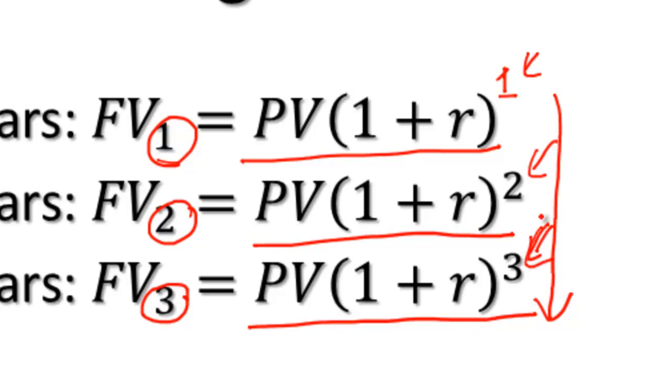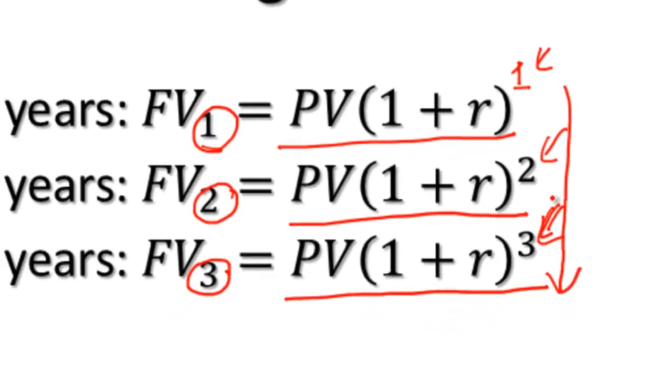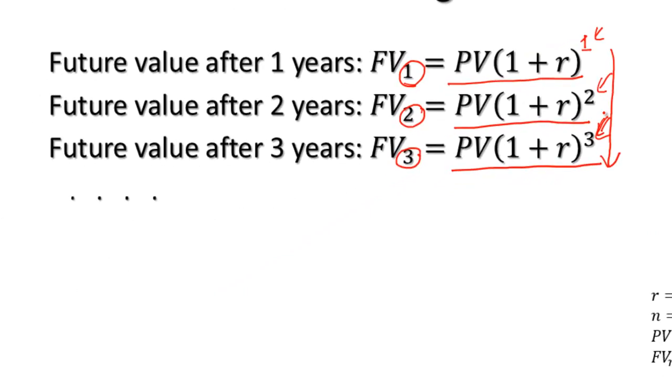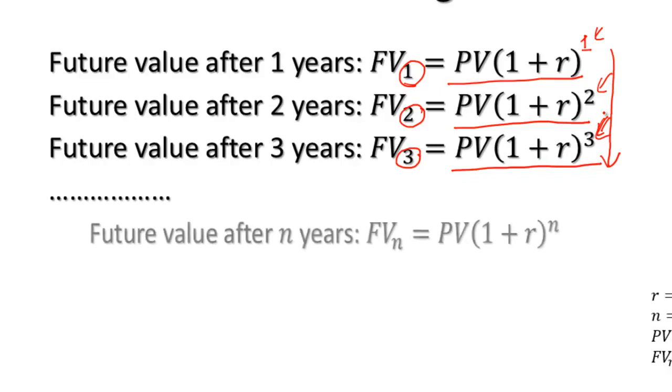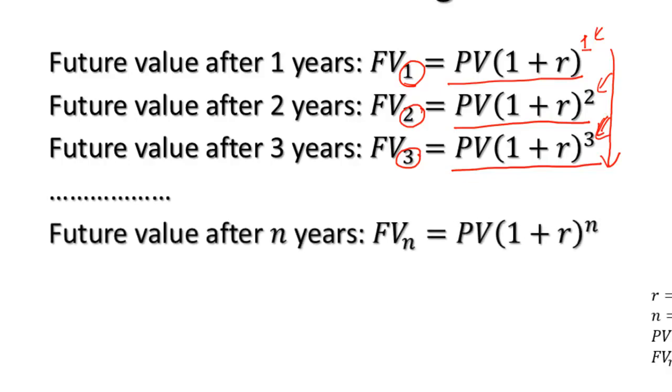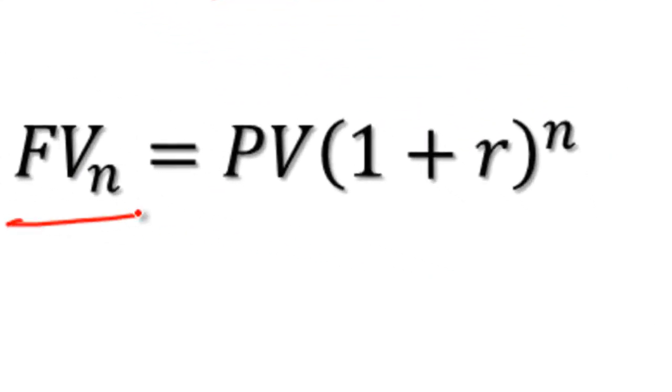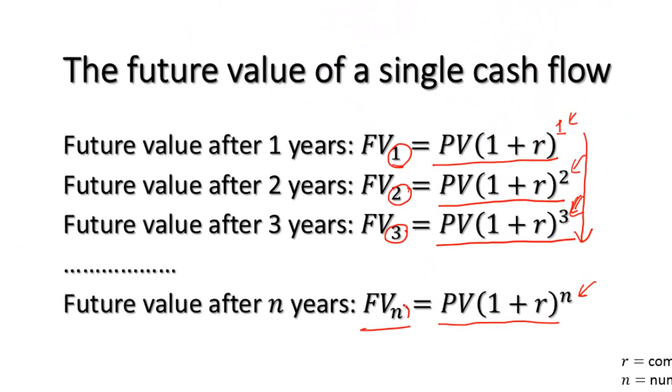Okay, so we can do it for the whole day, but it is not necessary. It is easily understandable that even if we continue, we can come up with the general formula that future value after n year is equal to present value times (1 + r) to the power n. This formula can be used for finding the future value of a present amount of cash flow for any duration.